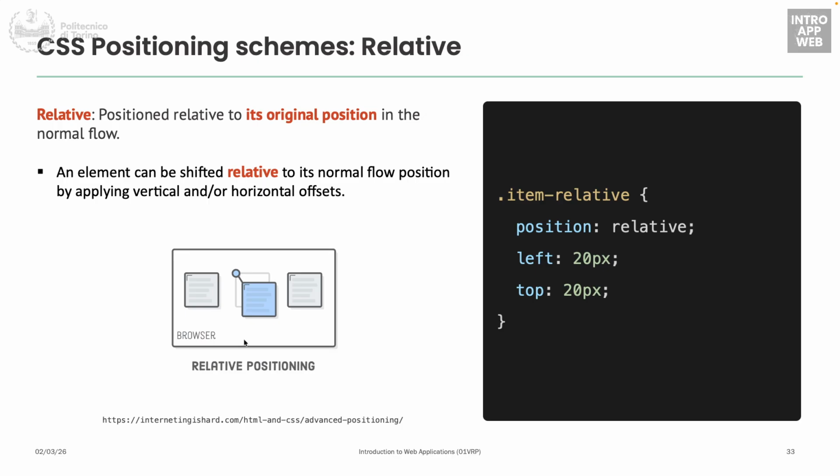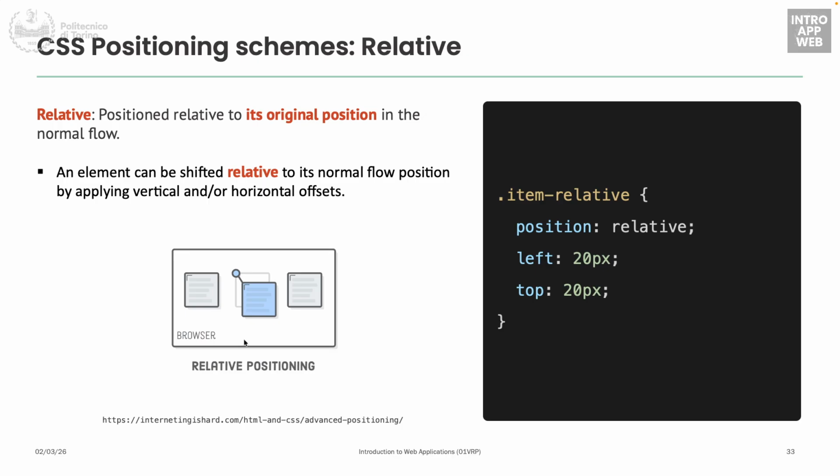So for instance, in this example that we are seeing in the snippet and the diagram on the left, we have that this item has a space 20 pixels to the left and then 20 pixels from the top. Okay, that's the way we read this specific snippet.